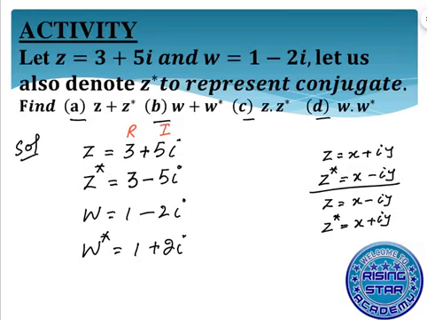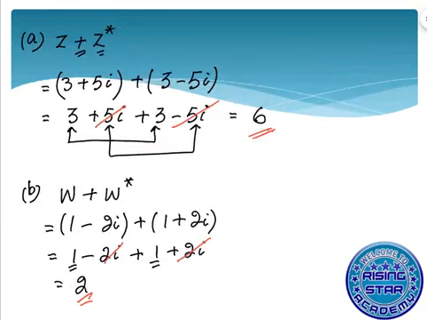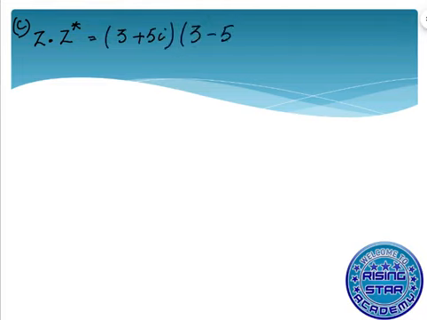Now we will multiply two complex numbers. For part C, z times z conjugate. Now we will do part C. So the value is 3 plus 5i times 3 minus 5i.